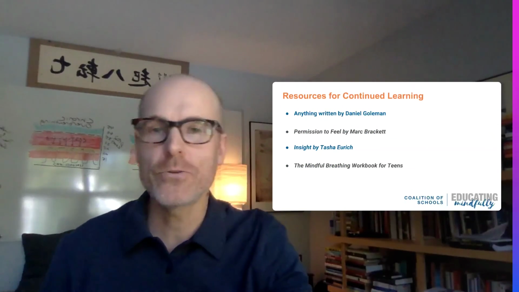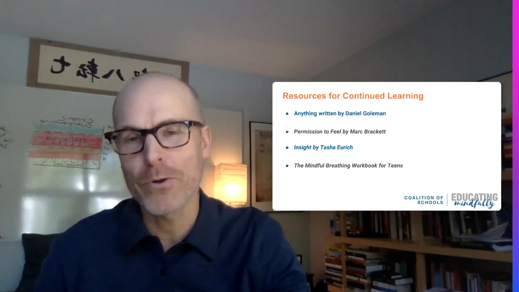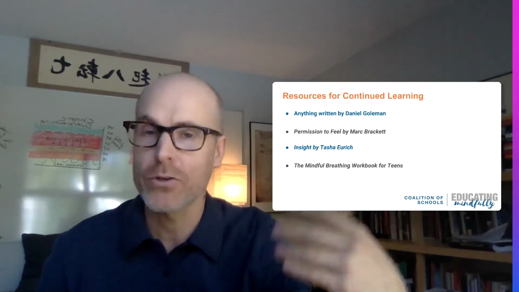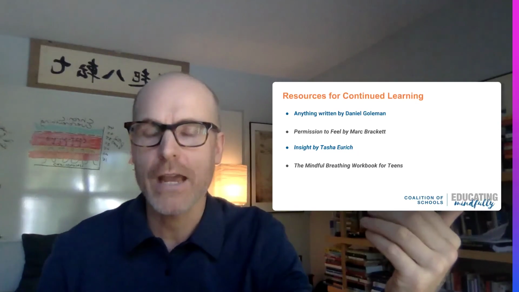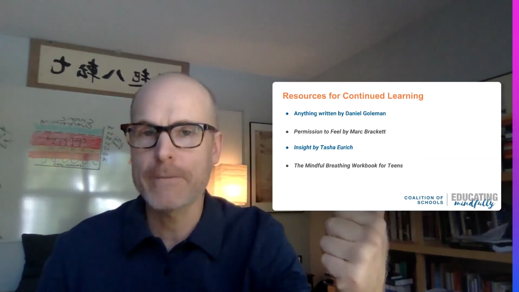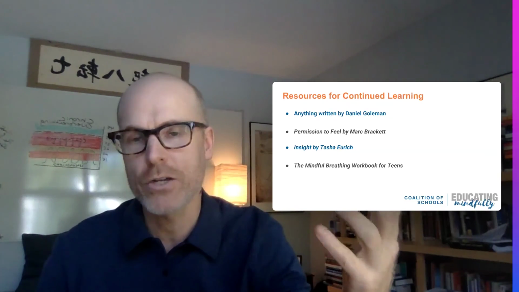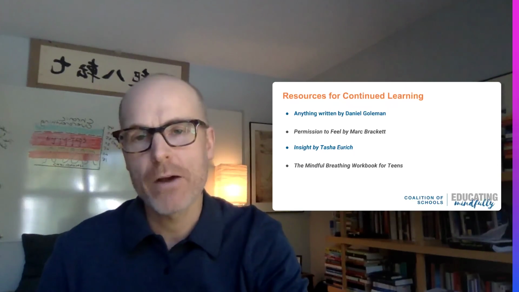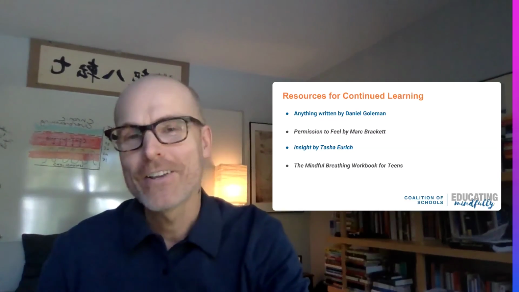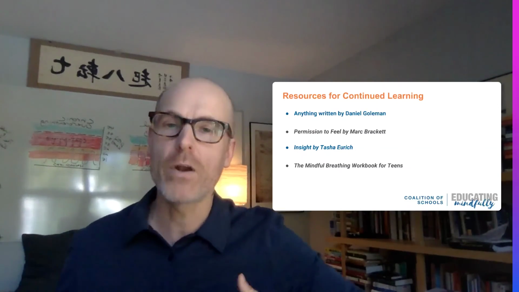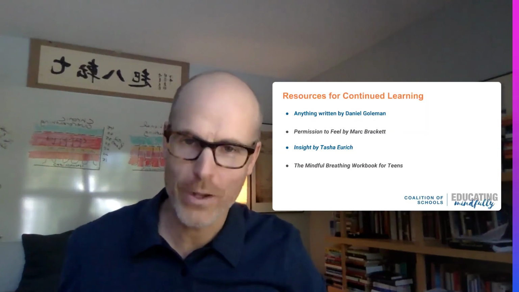So, resources for continued learning: anything written by Daniel Goleman. He's the one who codified emotional intelligence and popularized the term. He's also, I believe, the founder of CASEL. CASEL's work is almost entirely based off of his work. Permission to Feel by Mark Brackett. Another great book, Insight by Tasha Eurich, which is all about self-awareness. And then my own workbook that came out in August, the Mindful Breathing Workbook for Teens. To tell you the truth, mostly adults are buying it. And it deals a lot with developing self-awareness, specifically self-awareness through awareness of one's breath.